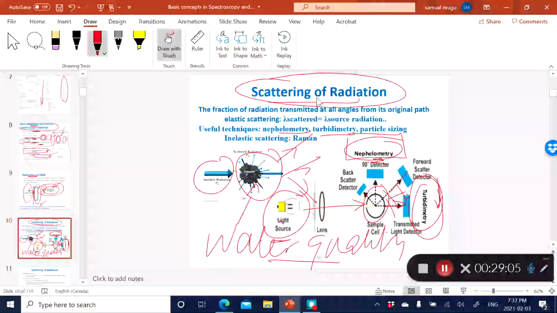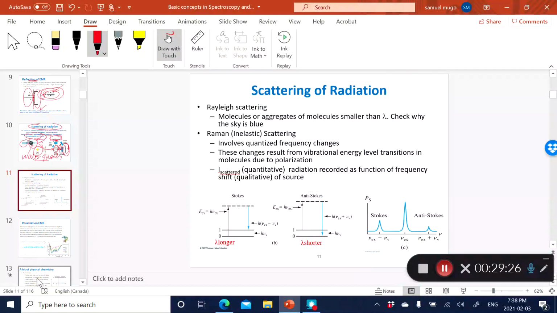Now, the other type of technique that is based on scattering is what you refer to as Raman spectroscopy. Raman spectroscopy is based on inelastic scattering of light. And I'll try to explain what that means in the next slide here.